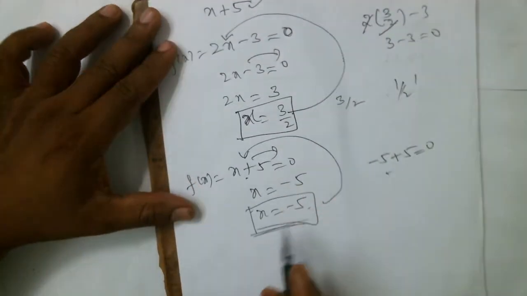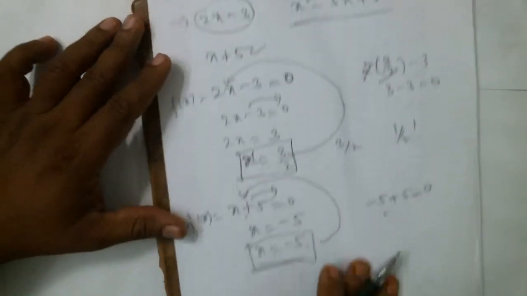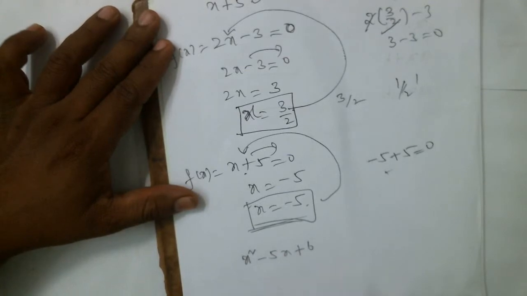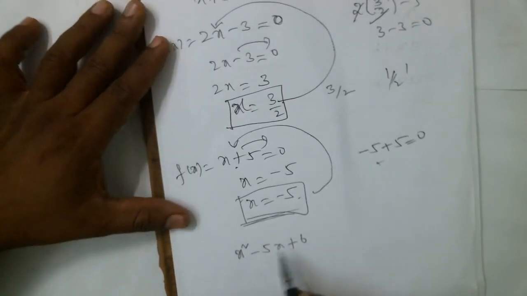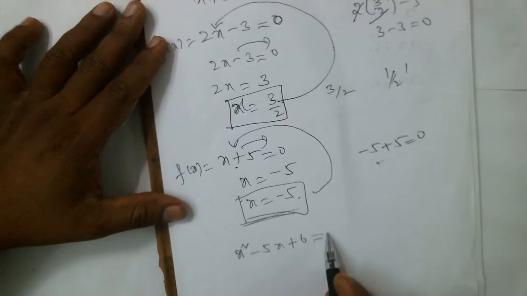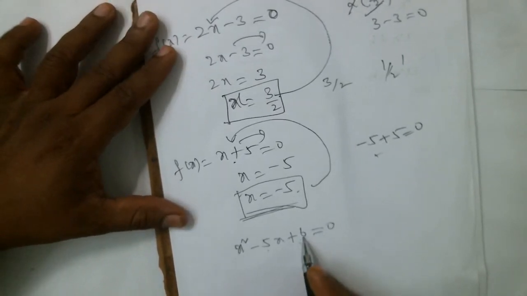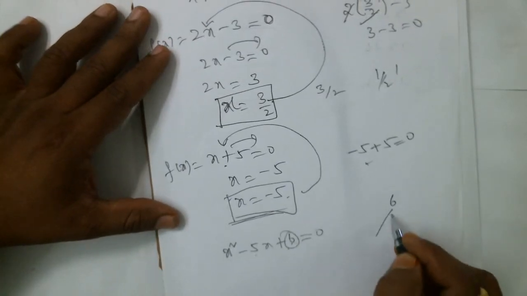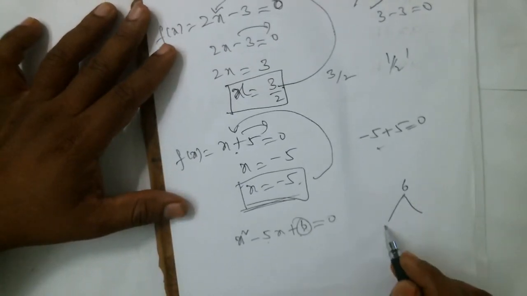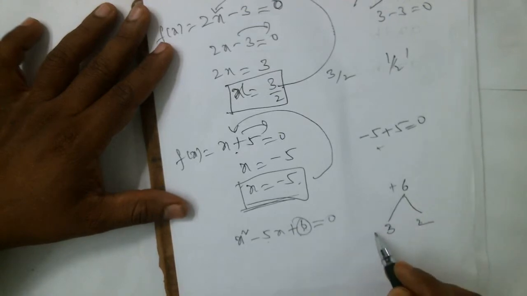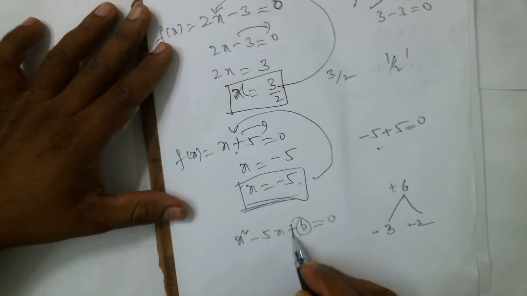Next, take this question, x square minus 5x plus 6. There are so many methods to find the roots or zeros of a polynomial. First of all, take x square minus 5x plus 6. Take the 6. 6 can be written as 3 into 2, 3 twos are 6. Positive 6 is there, so minus 3 and minus 2. Why? Because minus into minus is plus, and here plus 6 is there.